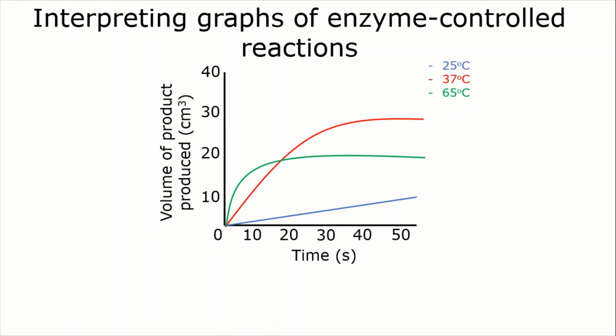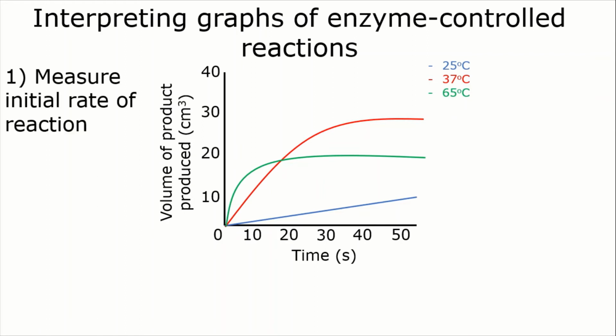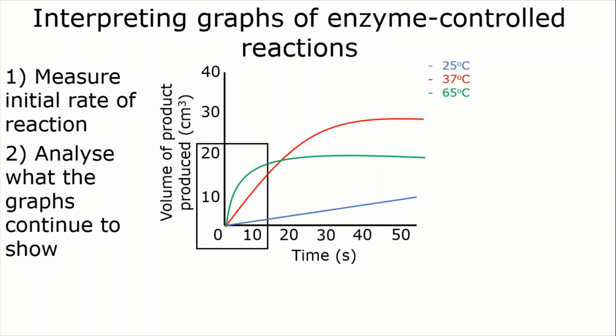So what we do when we're interpreting a graph is that we would first measure the initial rate of reaction, which is this section of the graph that I've just highlighted with the box. And the initial rate of reaction is the rate of reaction that occurs at the time point 0. And we will look at how to do this in just a second on my next slide. And then what we would do after we've measured our initial rate of reaction is we will analyse what the graph is continuing to show us.